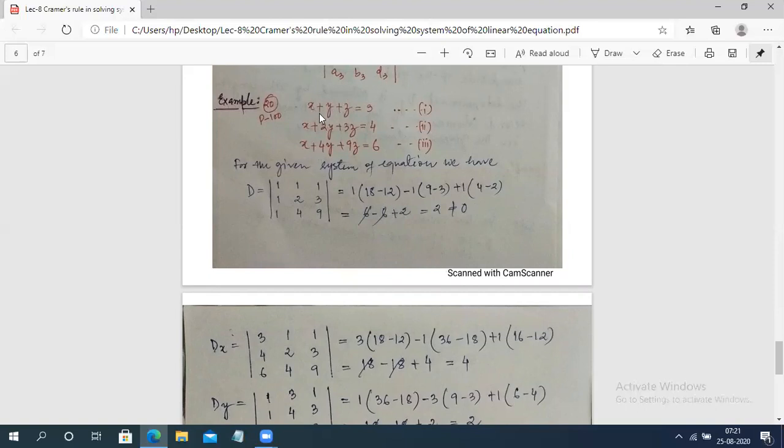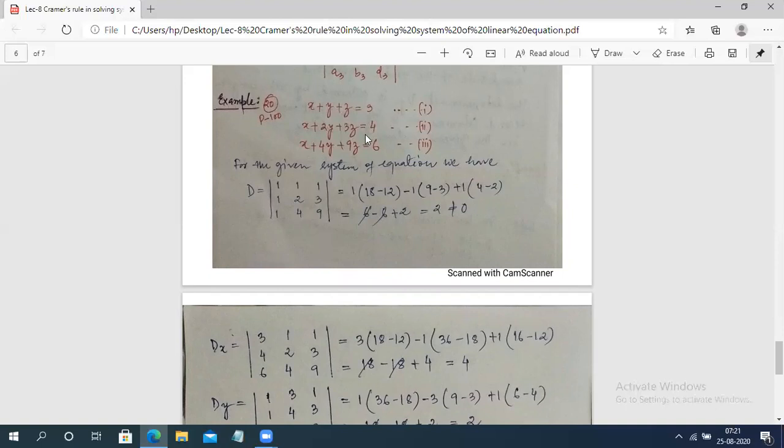It is given that this is the system of linear equations. You have to find the solution by using Cramer's rule. So first write the coefficient matrix in the form of a determinant, that is D is equal to 1, 1, 1; 1, 2, 4; 1, 3, 9.